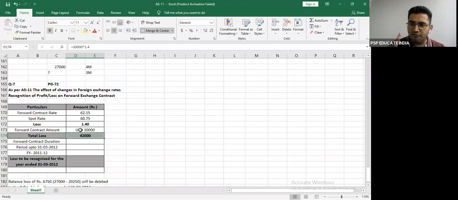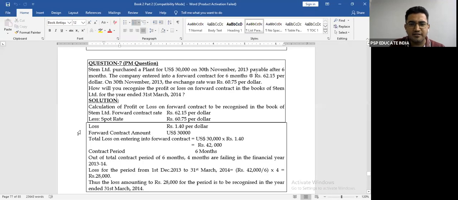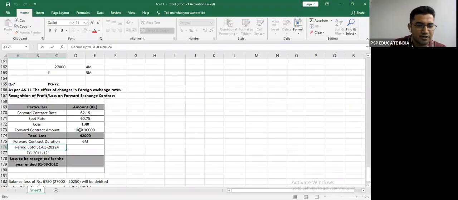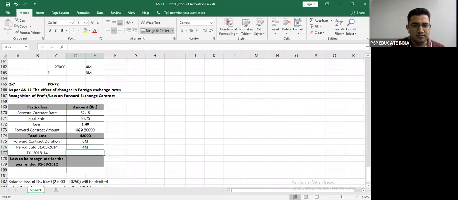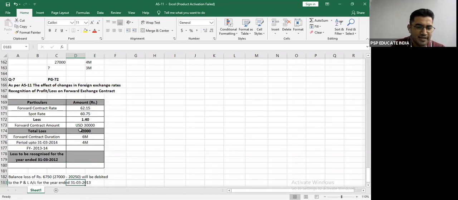Is this 42,000 loss over a period of 1 month or 6 months? Of course, it is for 6 months. How many months fall in the current financial year? Your current financial year ends 31st March 2014. So up to 31st March 2014 is for the financial year 2013-14, which is 4 months. So your loss will be recognized in this way.